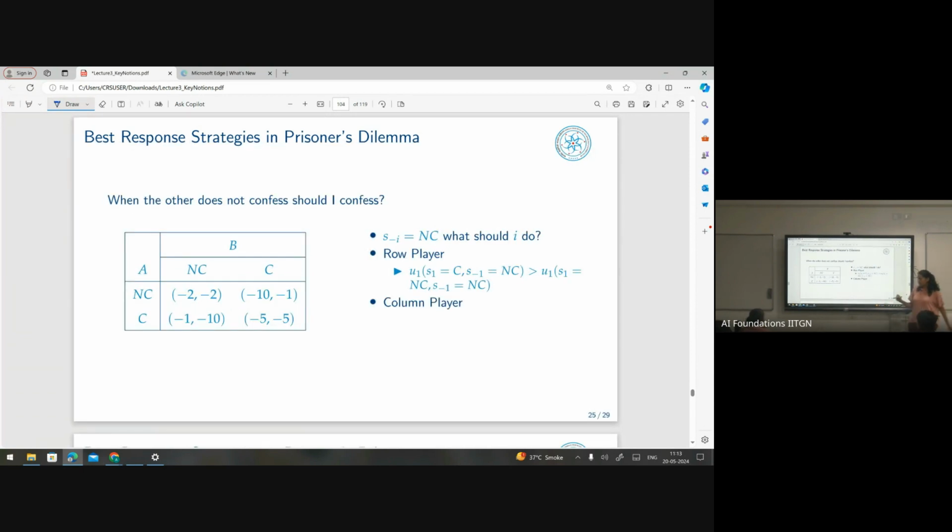And now for the column player, the other player is the row player, so I'll fix this part of the matrix, and the column player will compare between these two values. So I should still confess. If the other agent is confessing, no matter who I am, I will confess. If the other agent is not confessing, no matter who I am, I should confess. So what should both the players do?